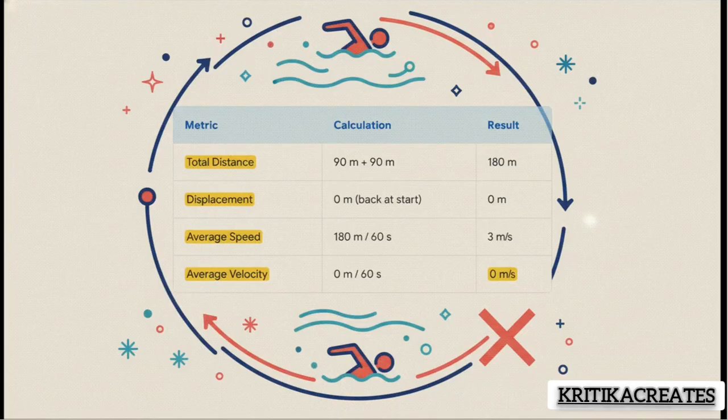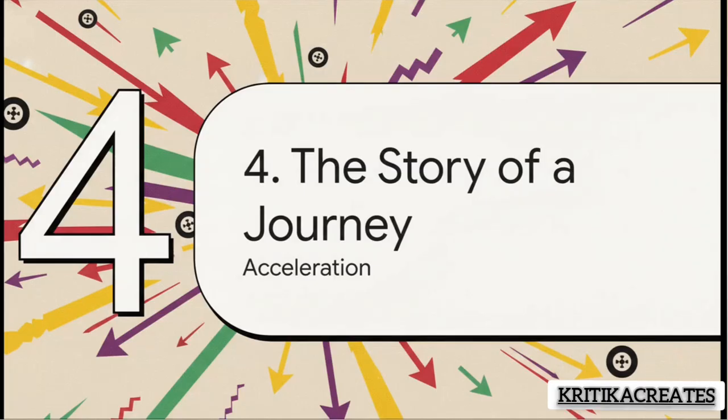So let's actually do the math here. Her total distance was 90 meters there and 90 meters back, so 180 meters. Divide that by 60 seconds, and her average speed was a pretty quick 3 meters per second. But what about her displacement? Well, she ended up exactly where she started, so her displacement is 0. And what's 0 divided by 60 seconds? It's 0. Her average velocity for the whole trip was 0 meters per second, even though she was swimming like crazy the entire time.